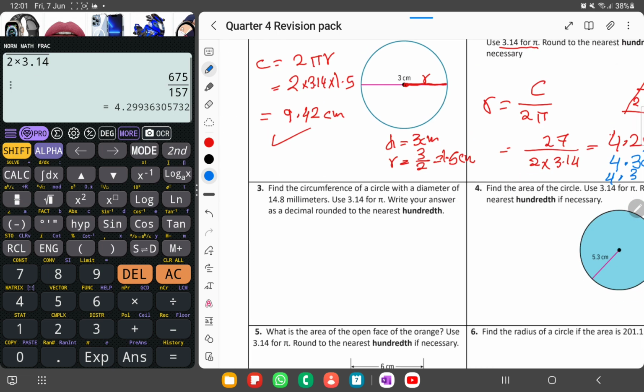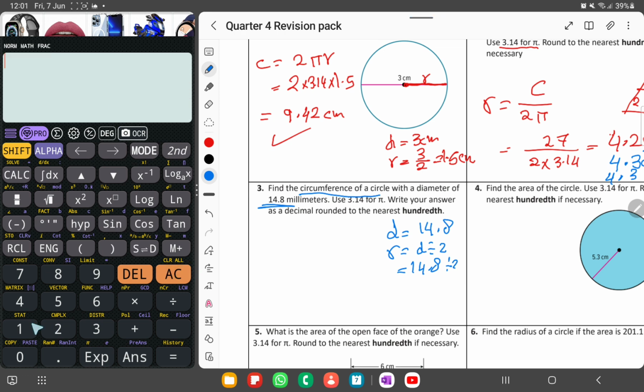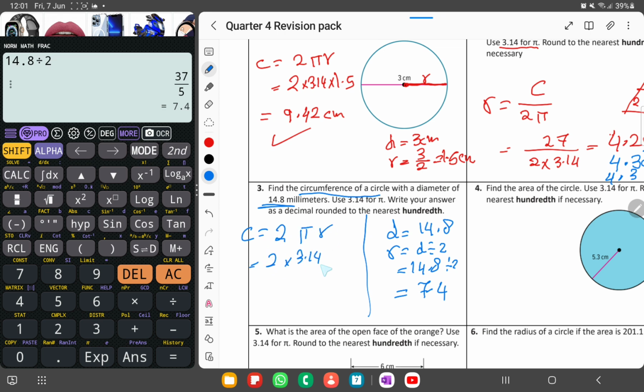Very good. Next, he's saying find the circumference of a circle with a diameter of 14.8. Again, I need to find the radius first. Radius is diameter divided by 2, because it's half the diameter. 14.8 divided by 2 is 7.4. Now, can you get the circumference? Yes. 2 pi r, 2 times 3.14 times the radius, which is 7.4. So together, 2 times 3.14 times 7.4. What is it? 46.472. Hundredths is 7. The 2 is weak, so it's going to get cancelled.